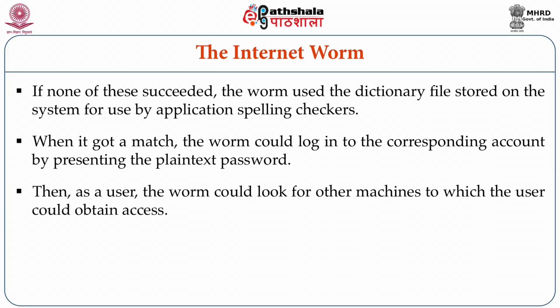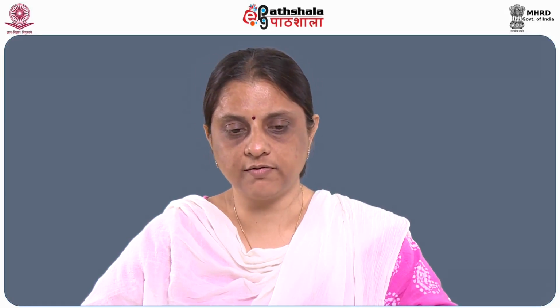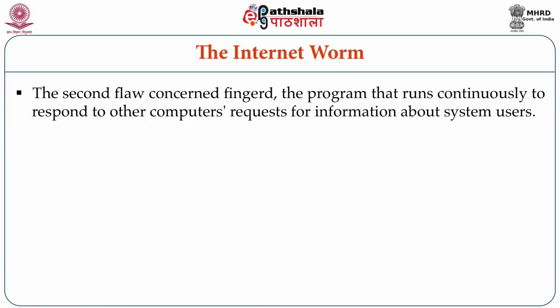As a user, the worm could look for other machines to which the user could obtain access. That means now the worm has become an active user of the machine and it is trying to find out who else it can affect. The second flaw concerned fingerd, the program that runs continuously to respond to other computers' requests for information about system users.